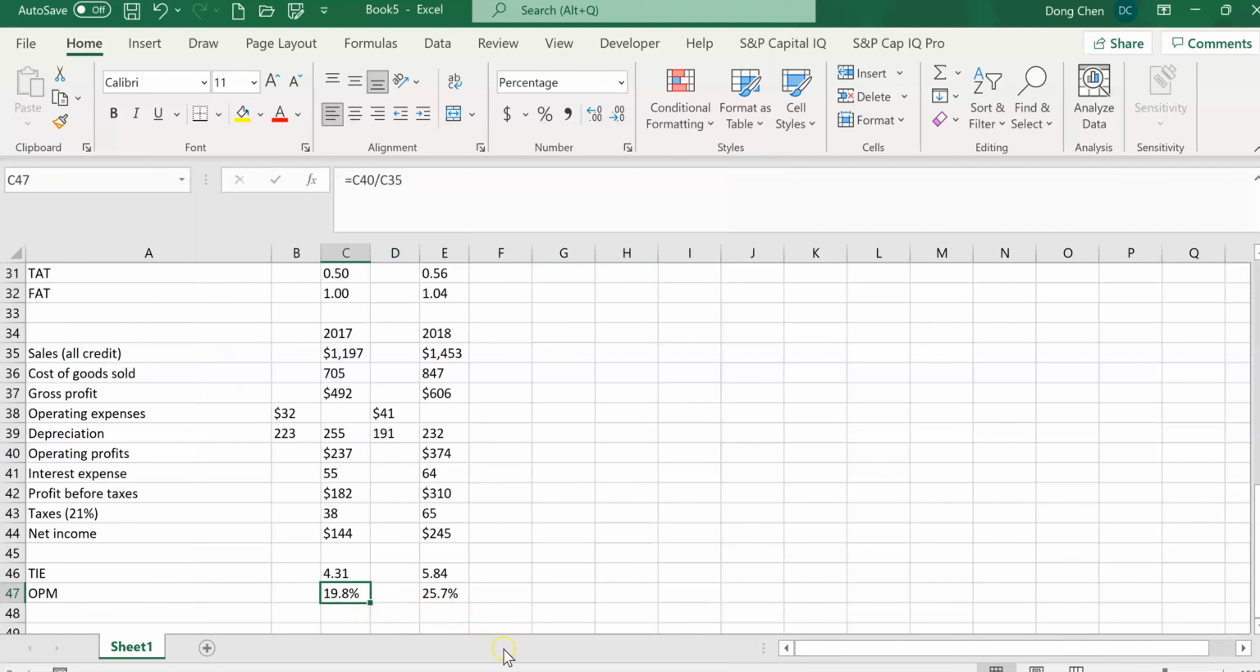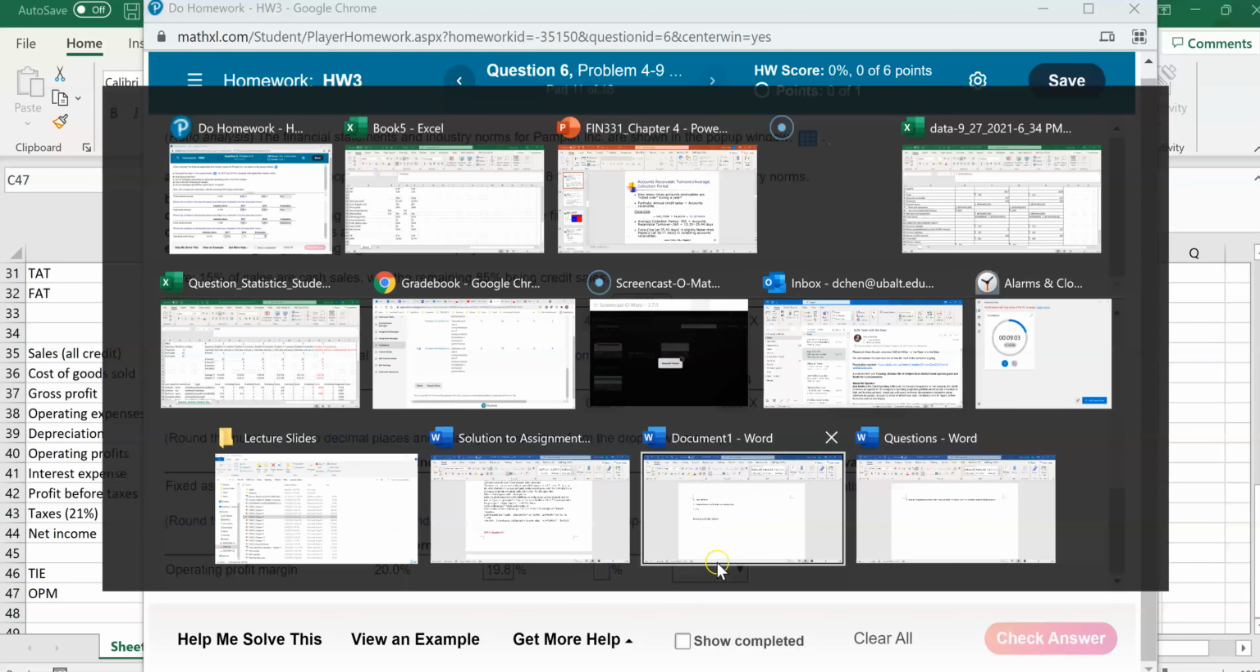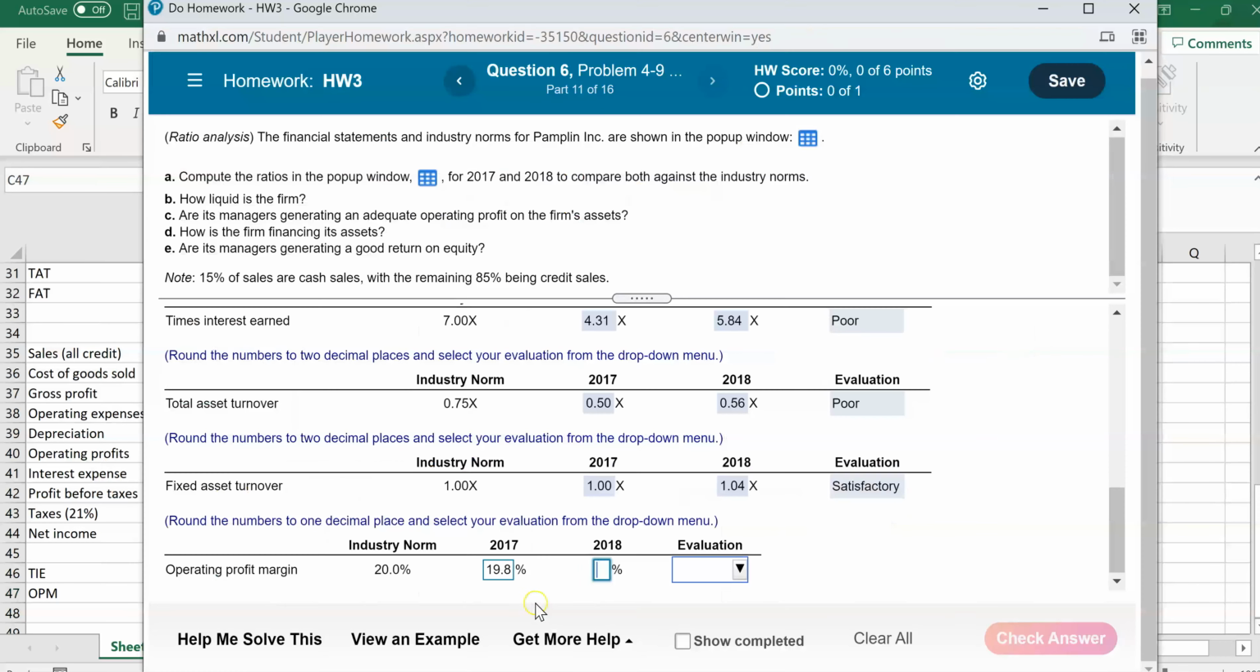I think it's better to manually type because I don't want to copy the percent sign. For the other year, it's 25.7. And one of the years is less than the industry norm. First, the higher the profit margin, the better, right? But the other year is actually better, and it's improving.